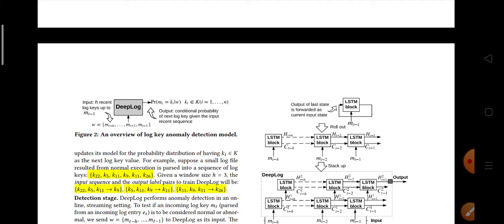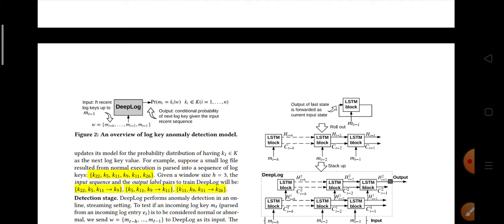Okay, so we need a sequence, right? From a single line of log message you are not able to get the log key sequence, so we need at least 10, 50, or 15 log messages. From those messages you will get some sequence of key values. Suppose that key sequence is k22, k5, k11, k9, k11, k26, as mentioned in this dictionary.